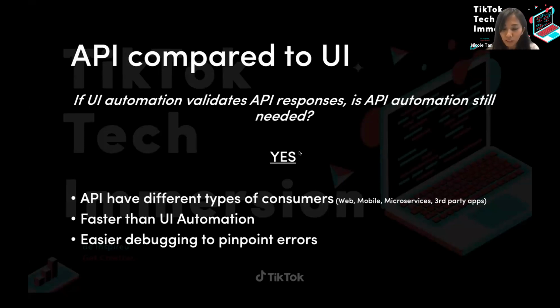Like earlier, Yunta was testing the weather app. If there was an error in the weather API that we got from the UI test, we would wonder, where is it from? Is it from user interaction or is it from the API? So if we have API tests to complement this, then it would be easier for developers to pinpoint where the error is.